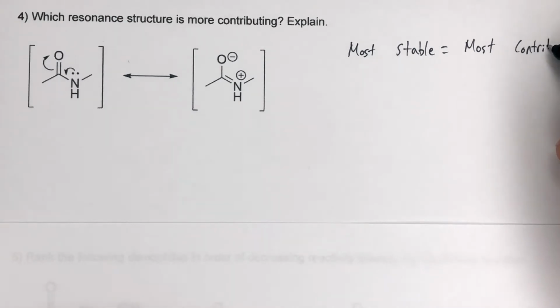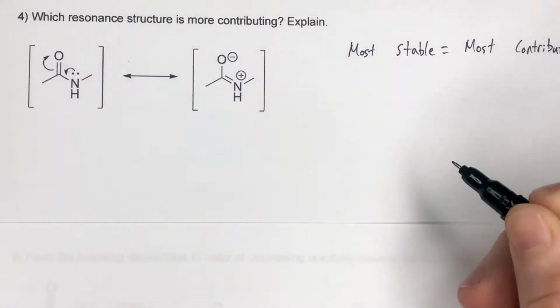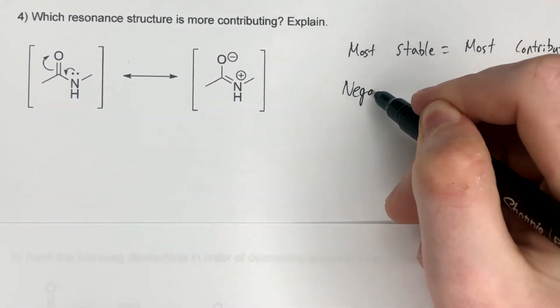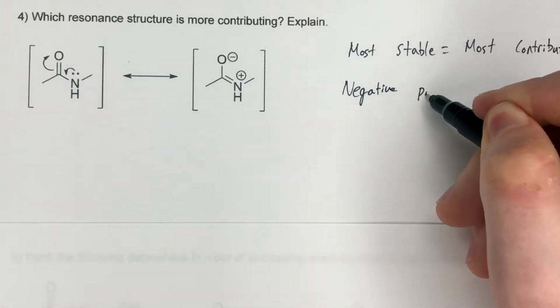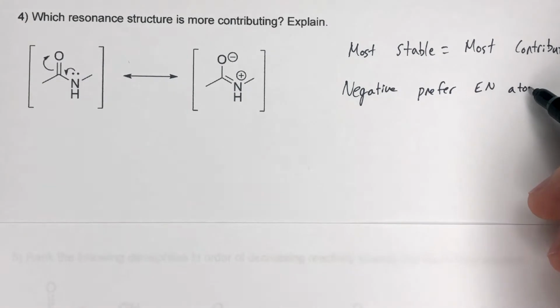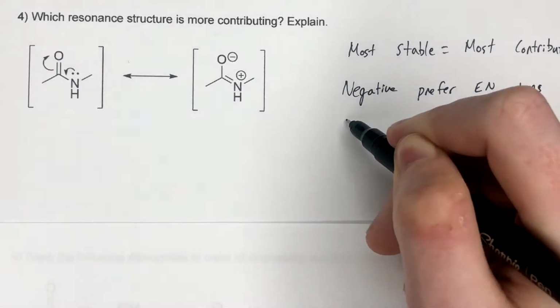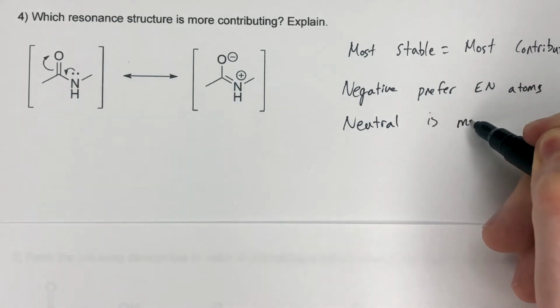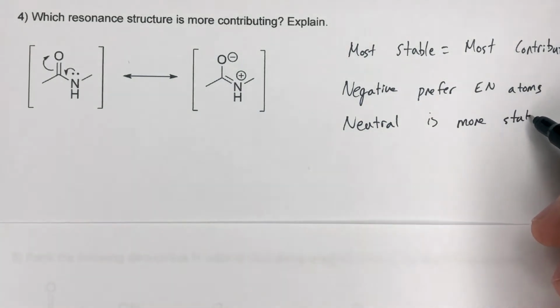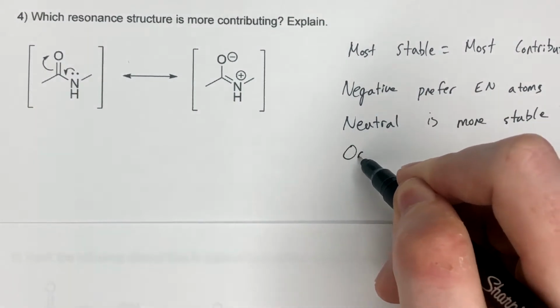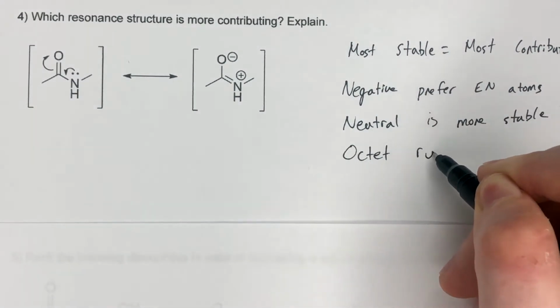So what are some factors that increase stability? Well, if you have a charge, negative charges prefer electronegative atoms, if possible. Neutral compounds are more stable than charged. This is listed in no particular order, by the way. And then you need the octet rule satisfied at all atoms.